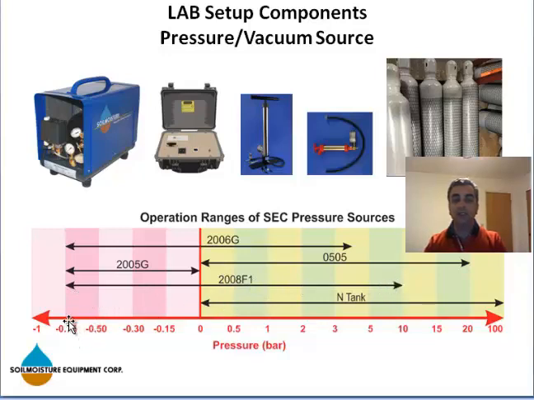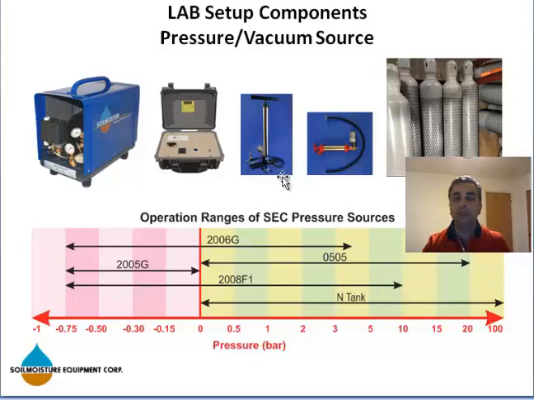Here I marked it as -3/4 to +10. The reason is that it is very hard to achieve complete vacuum, but 3/4 of a bar is an achievable level of vacuum. So that is why here you can see that 2008 F1 goes from 3/4 of a bar of vacuum to 10 bar of pressure.